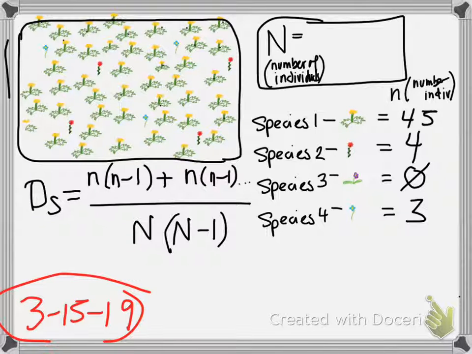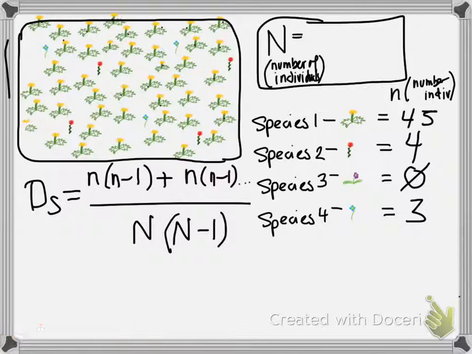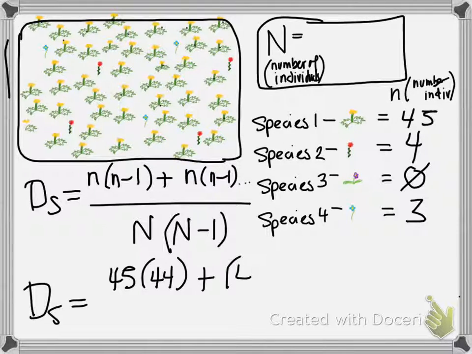They're sweet. Okay, so we've got our small n numbers. That's the number of each individual species. What we want to do is take each of those and multiply it by 1 less than itself. So D sub s is going to equal 45 times 44 plus 4 times 3 plus, well, the 0 goes away, so we can get rid of that, plus 3 times 2.